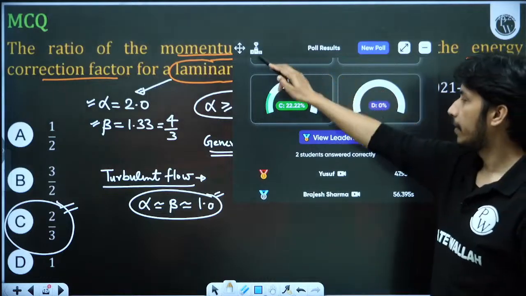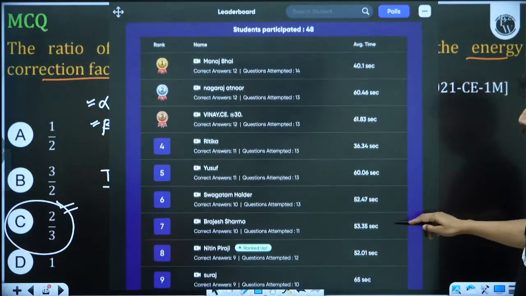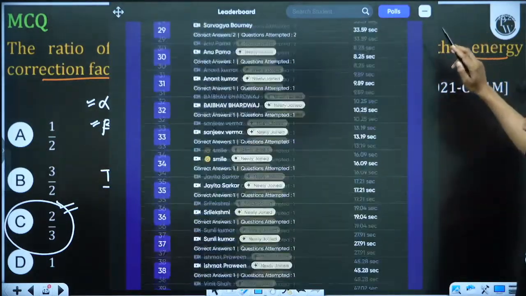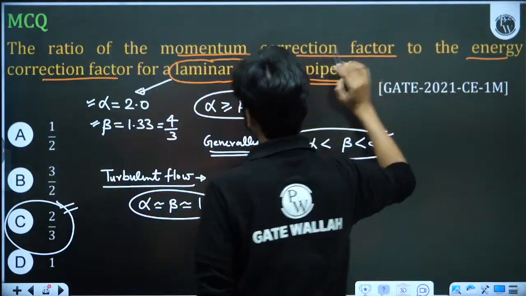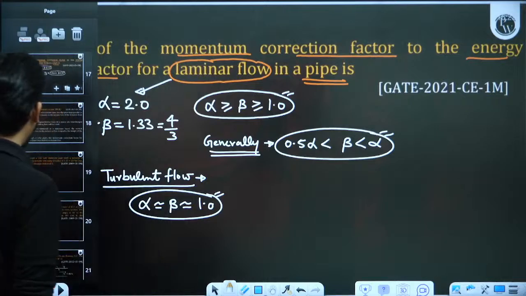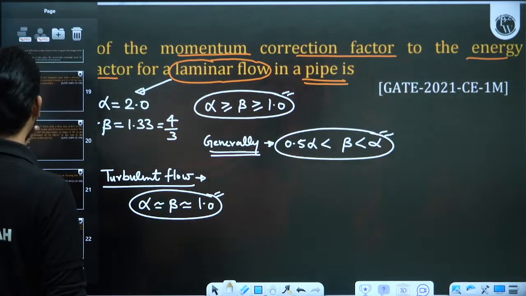Yusuf Bridges have given. This is the leaderboard: Manoj, Nagraj, Vinay, Ritika, Yusuf, Swagatam. And overall, how many students are giving? 48 students. Okay, very good. Let us move towards the next question. Let us see what the next question is.